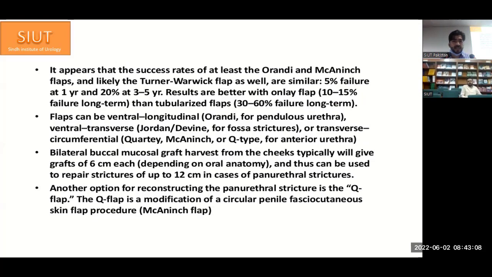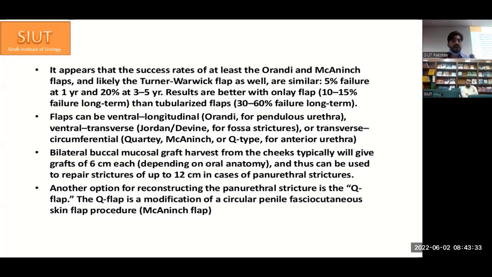It appears that the success rate of at least the Orandi and McKenkie flaps is likely similar to the Turner-Warwick flap, as well as similarly 5% failure at the 1 year, 20% at the 3 to 5 years. Results are better with the Onlay flap, 10 to 50% failure long term. Then the tubularization flap, 30 to 60% failure long term.